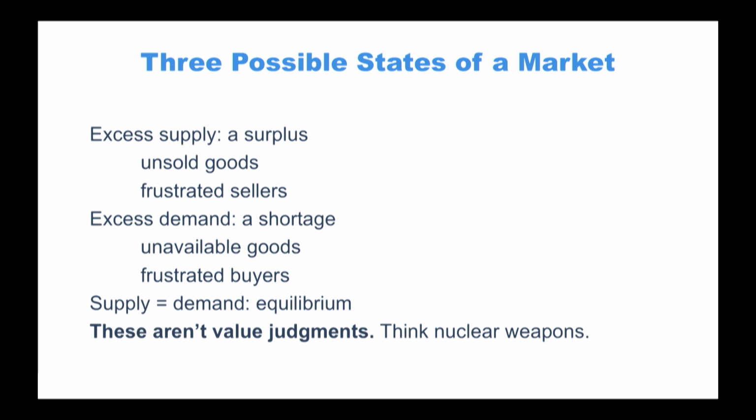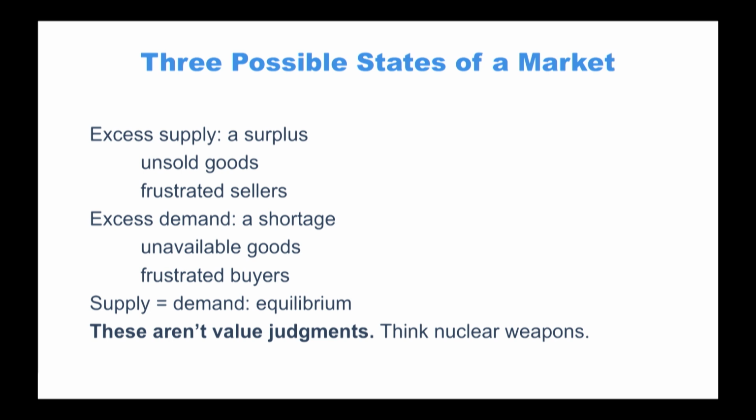So a big shortage of nuclear weapons on the black market would be a very good thing, that they wouldn't be offered for sale, even though there are a lot of people who want to buy them. An equilibrium where the number of nuclear weapons that criminals and terrorists want to buy is equal to the number that disgruntled scientists or whatever want to sell, that would be an equilibrium in economic terms, but it would mean disaster in human terms. So these are not value categories. They're simply descriptions of three possible states of a market.